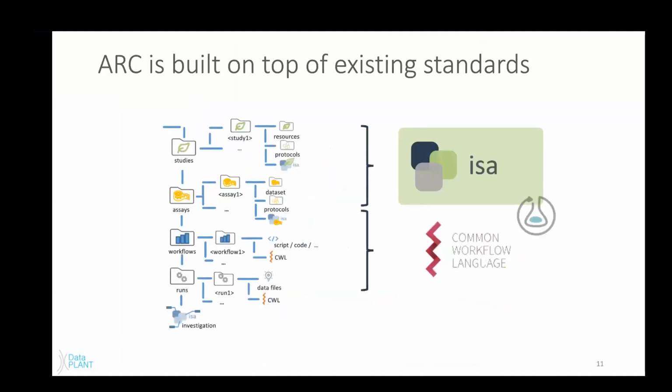So we've built our ARCs on top of already existing standards. The ISA model, so investigation, study, assay, as well as common workflow language, or CWL, are both incorporated into our ARCs, which means that using these already existing standards makes ARCs not only more intuitive, because researchers may already be familiar with these standards, but also easily transferred between different researchers.